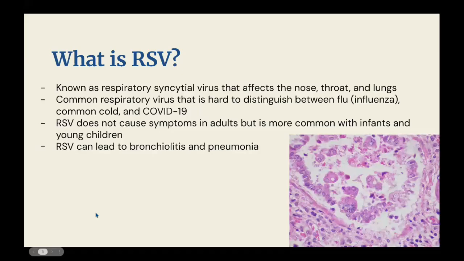So, what is RSV? It is a known respiratory syncytial virus that affects the nose, throat, and lungs. It is a common respiratory virus that is hard to distinguish between the flu, also known as influenza, the common cold, and COVID-19. RSV does not cause symptoms in adults, but is more common with infants and young children. RSV can lead to bronchiolitis and pneumonia. And on the right side, there's an image of the lungs with pneumonia.